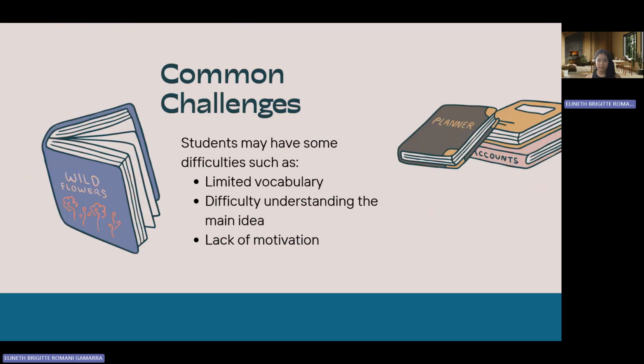Teachers can solve this problem by using simple texts, more visual material like images, and interactive activities that make reading more enjoyable for them.